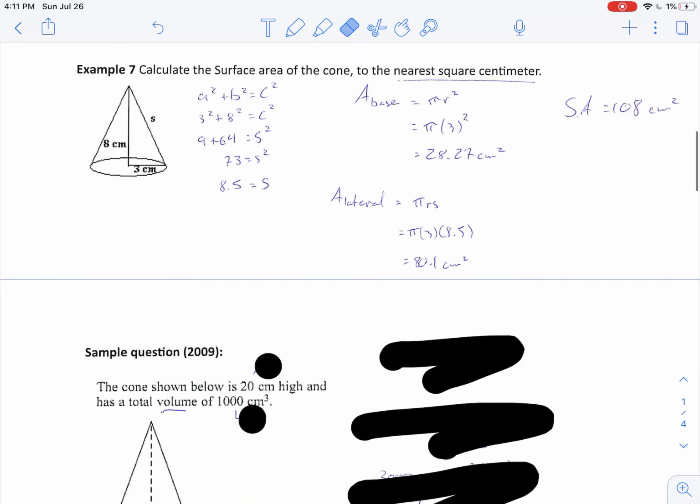So we have some sample questions, some word problems here. The cone below is 20 centimeters high and has a total volume of 1,000 centimeters cubed. Which of the following is closest to the length of the radius labeled r? I need to look at these pieces of information and identify which parts of the formula they represent. In this case, 20 centimeters high is my h, and a total volume of 1,000 centimeters cubed is my volume.